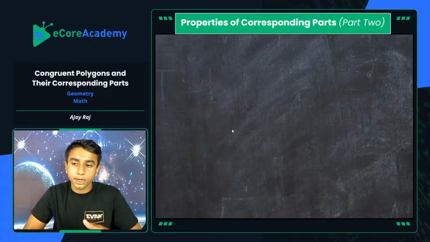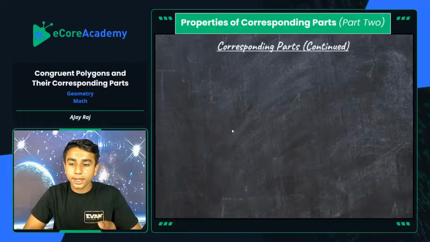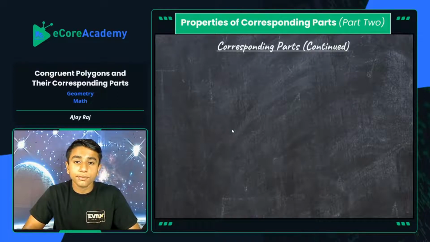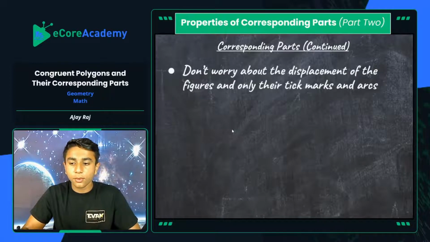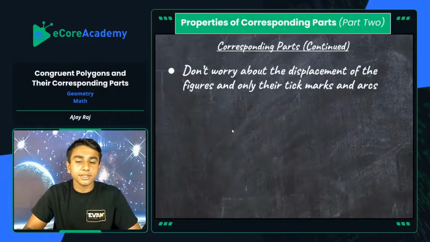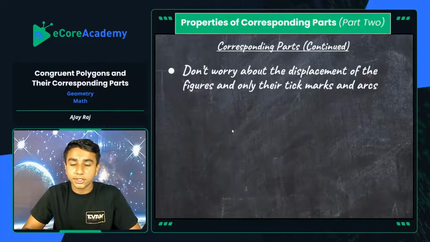Properties of corresponding parts, part 2. We're going to look at a bit more of an in-depth rule that comes with this whole qualification for corresponding and congruent polygons and their corresponding parts. So this is corresponding parts continued. Don't worry about the displacement of the figures, only their tick marks and arcs. That's very important. Like I said originally, you might not always be given a scenario in which the two figures you're trying to identify congruence between will actually be in the same position.